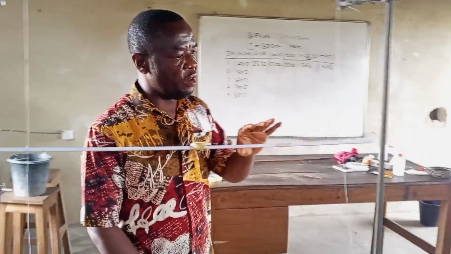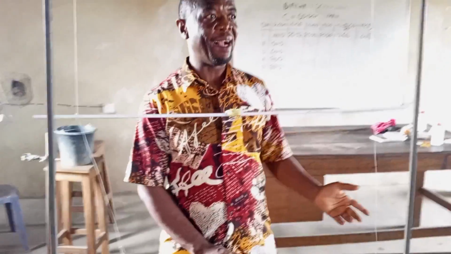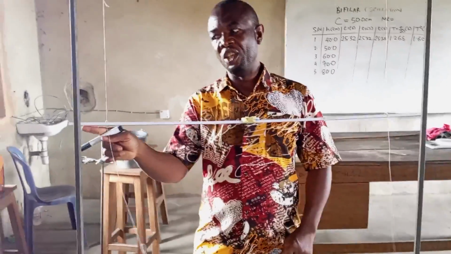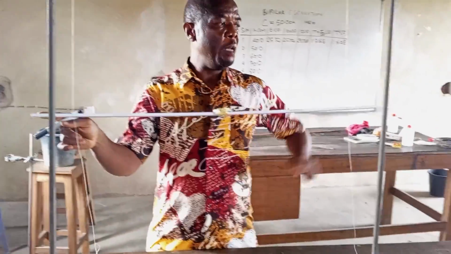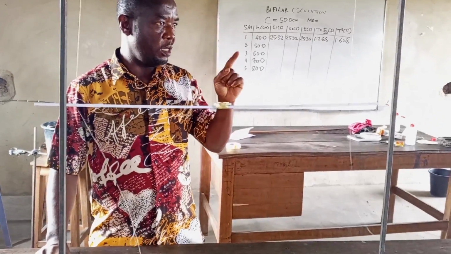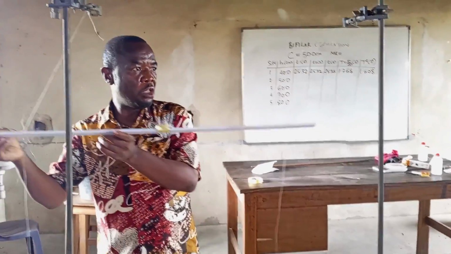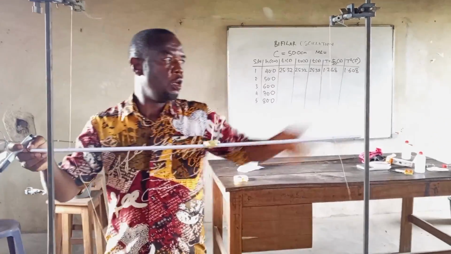Some people now start wondering, how am I counting the oscillation? How am I counting 1? I'm looking at this edge. When it moves and comes back here, I count 1. Are you seeing it? So I'm looking at this edge, because a complete oscillation means you have to go there and come back.